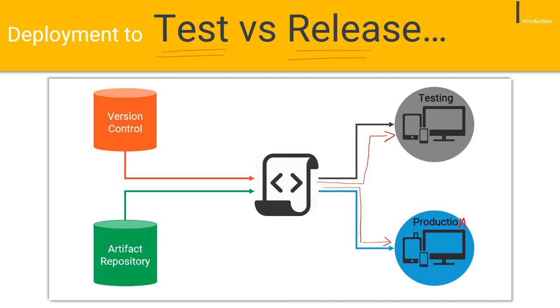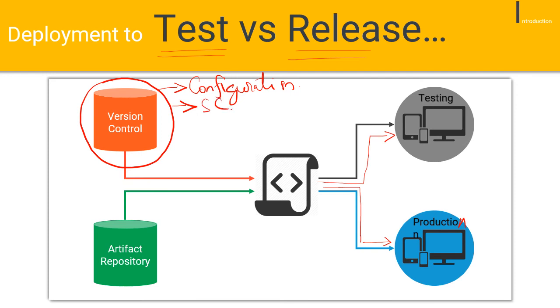The first one is the version control. What is the version control? The version control is basically just a repository that stores your configurations and your source code, right? It keeps track of your configurations and your source code across various versions. How configurations and source code change across versions, that history is maintained by the version control.